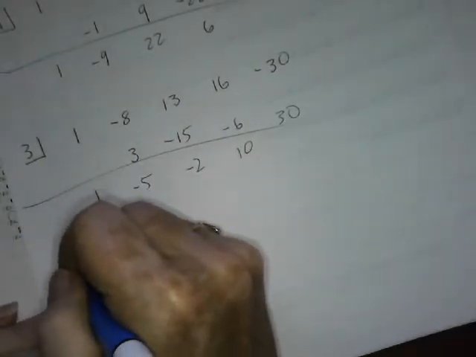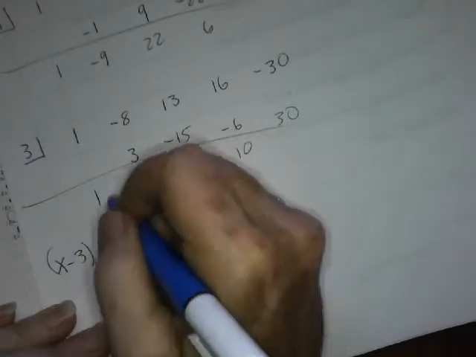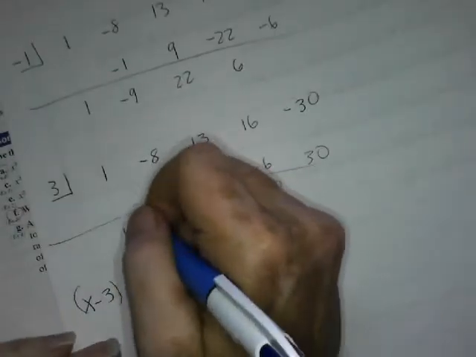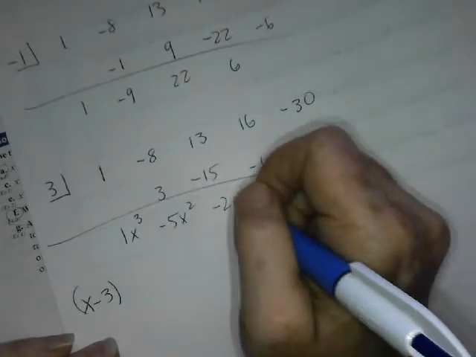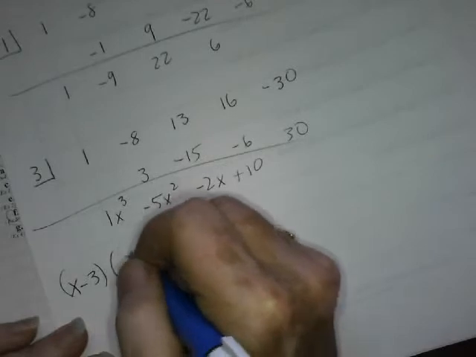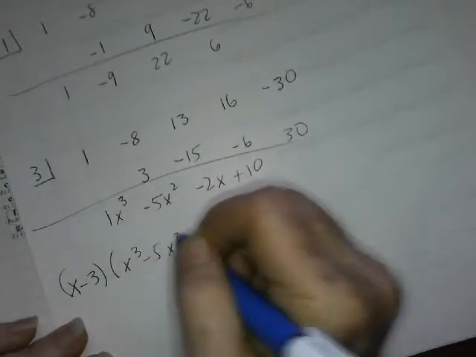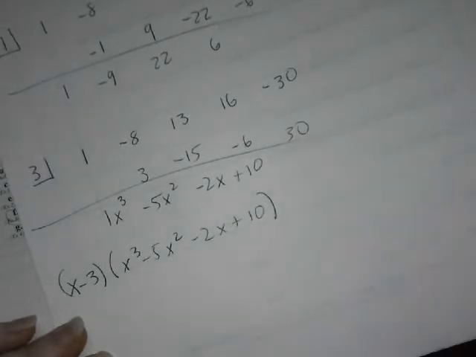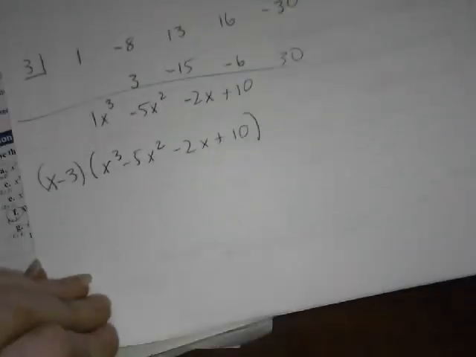So now that means it's going to be x minus 3 times, I started with a quartic, so this is going to be cube, square, and then x, like that. So it's going to be x cubed minus 5x squared minus 2x plus 10. I'm going to continue this on the next video because I'm running out of time.